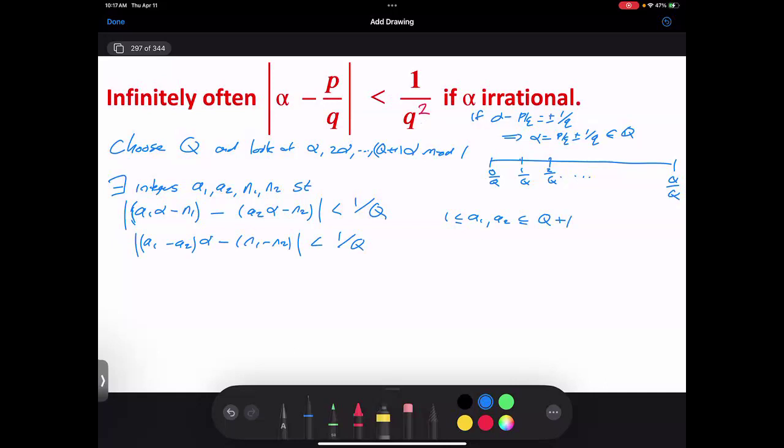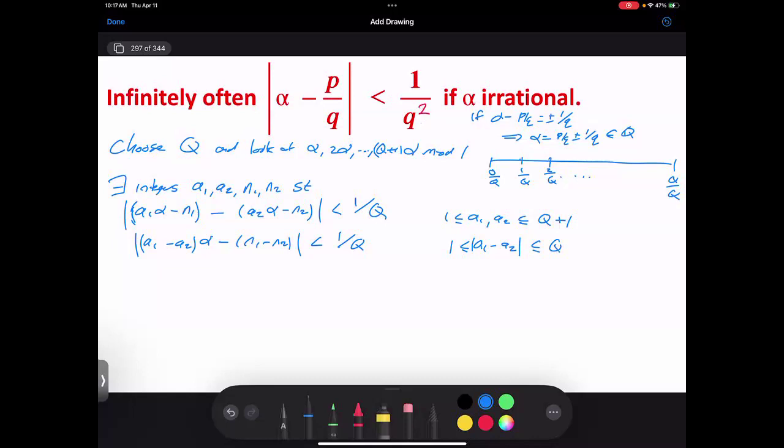They're distinct. What's the smallest a1 minus a2 could be? Because they're distinct integers, what's the smallest a1 minus a2 could be in absolute value? It has to be 1. They're distinct numbers, so the difference has to be at least 1. What's the largest it could be? Well, the largest is if one of them was q plus 1 and the other one was 1. So the largest it can be is big Q.